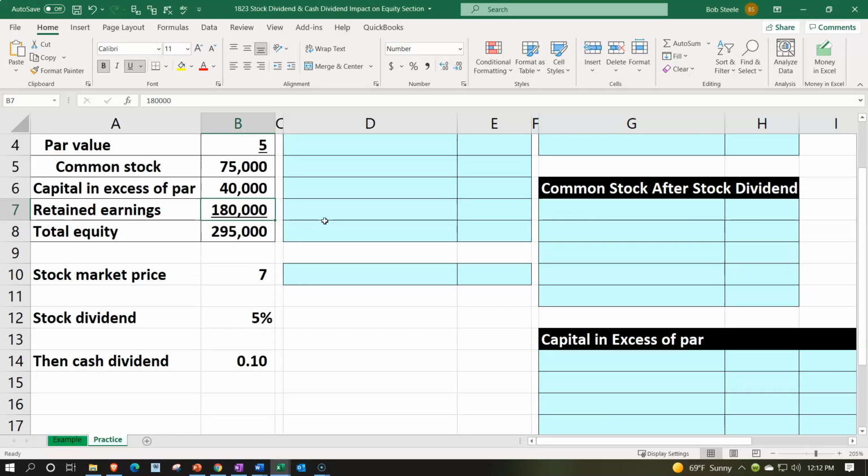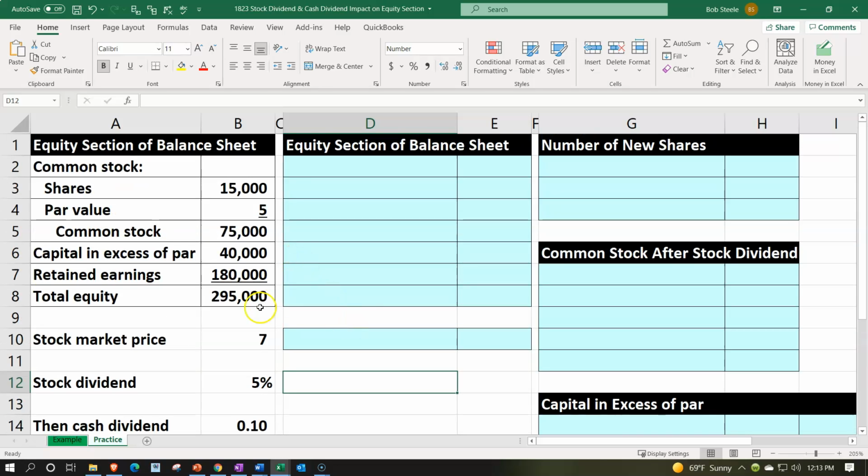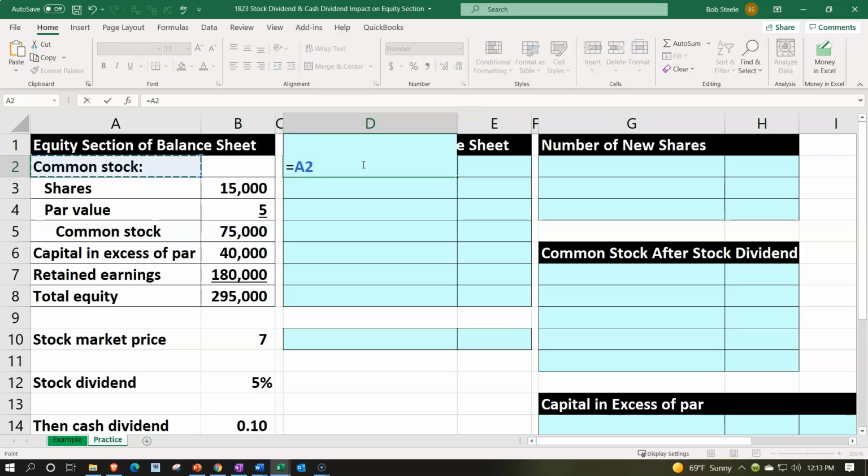So now we have the stock market price, which we're saying is $7 for the purposes of our calculation. The stock dividend is 5%. The cash dividend, after the stock dividend, because we'll have more shares out there, will be 10 cents per share. So we're going to start off, let's rework this and first think about the stock dividend. What's the impact? If we think about the equity section, let's go ahead and just rework the equity section. I'm going to populate it here, and that'll be our starting point, and then we'll make adjustments to it. So I'm just going to say this equals this item.